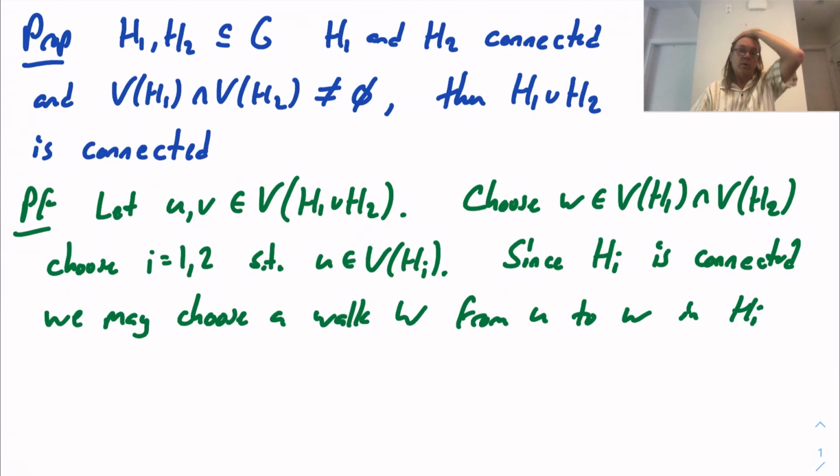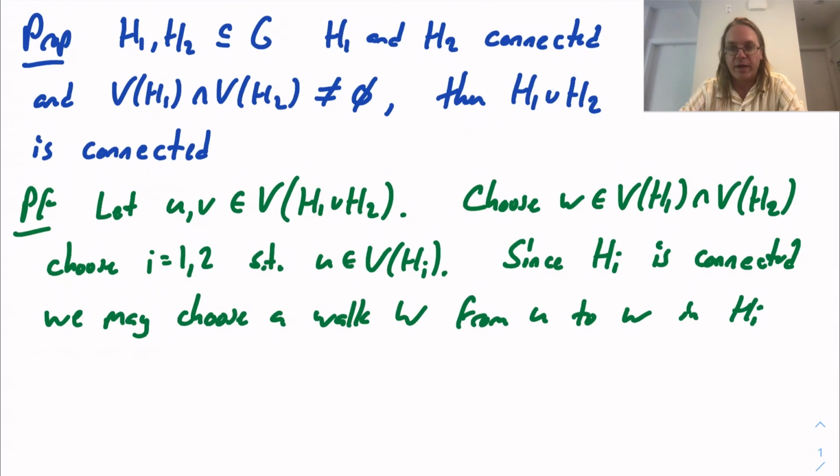So again, what's happening here is H1 and H2 are both connected subgraphs. They both share a vertex. In fact, they share the particular vertex W. We chose W to be common to the two. And I know that H1 and H2 are individually connected. Now, I've taken an arbitrary pair of vertices, U and V, from that union subgraph. U and V are both vertices of H1 union H2. And we're going to prove that there's a walk from U to V within the subgraph H1 union H2. If we can do that, we've shown it's connected.